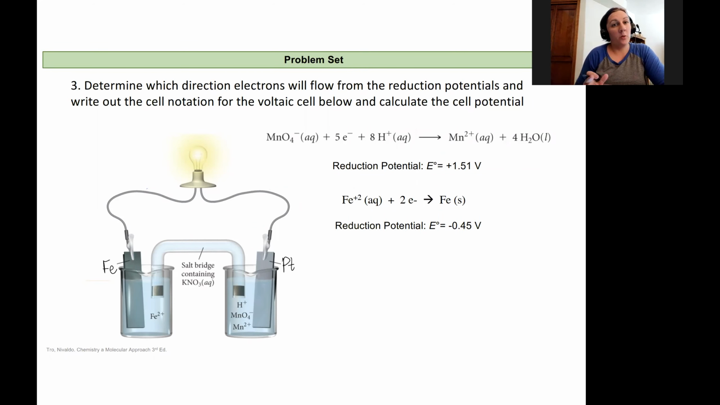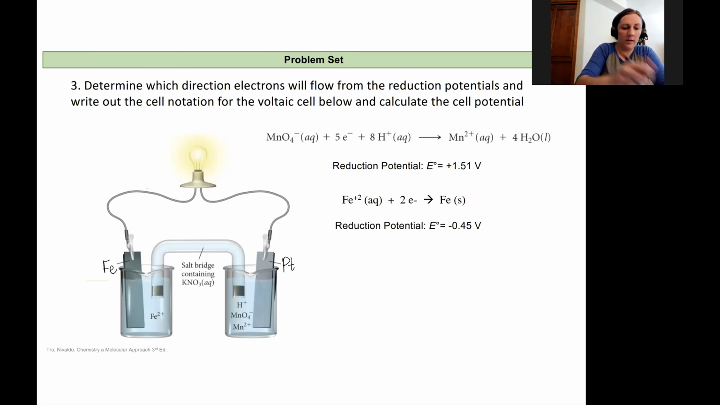In this video, we're going to walk through the solution to a practice problem around a manganese oxide and iron voltaic cell. So we have two half reactions, and I've copied the standard reduction potential from our standard reduction potential table for each one. So we have manganese oxide with hydrogen cations forming manganese +2 and water. And then we also have iron +2 forming iron, the element.